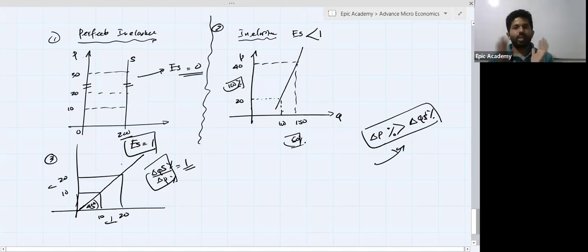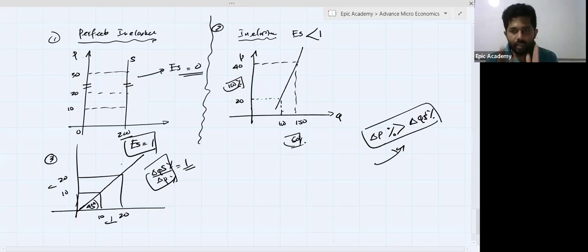Okay. Do not worry about the values. Just consider the percentage value. If price changes from 10 to 20 and quantity changes from 100 to 200, it is similar. Because we are going to consider only the percentage change, not the values.